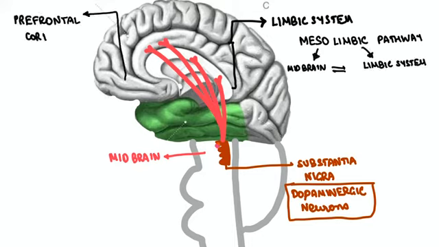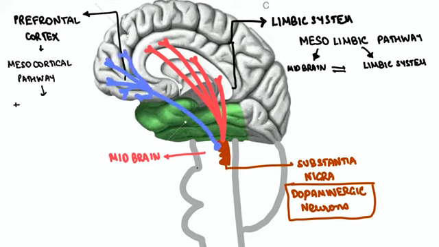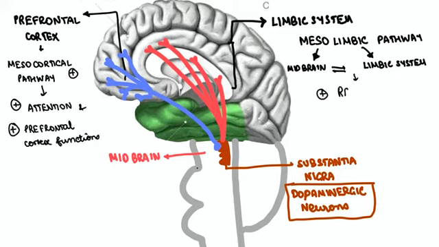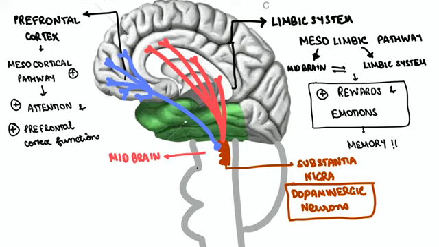And one more pathway from the midbrain to the prefrontal area. This is the mesocortical pathway. Stimulation of this pathway leads to attention and stimulation of prefrontal cortical functions. And stimulation of the mesolimbic pathway will lead to excessive emotions, rewards, memories.